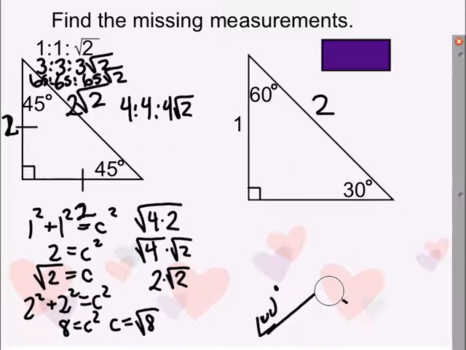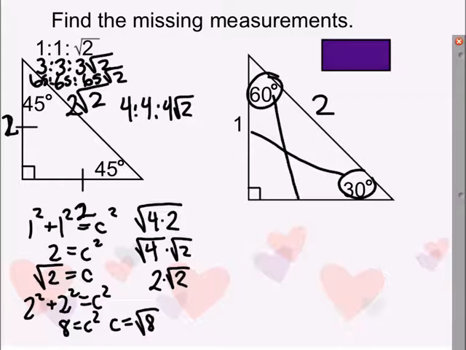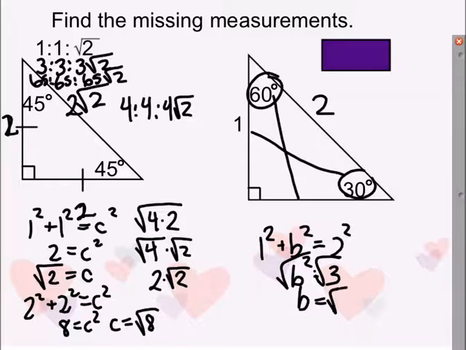Now what is our missing side? Right now we have our smallest side, which is across from the 30. I'm looking for my middle length side, the 60-degree one. I'm going to plug it into the Pythagorean theorem. I'm going to say 1 squared plus b squared is equal to 2 squared, which means I'm going to subtract 1 from each side and get b squared is equal to 3. And we square root and we get that b is equal to the square root of 3, meaning this middle length side is the square root of 3.